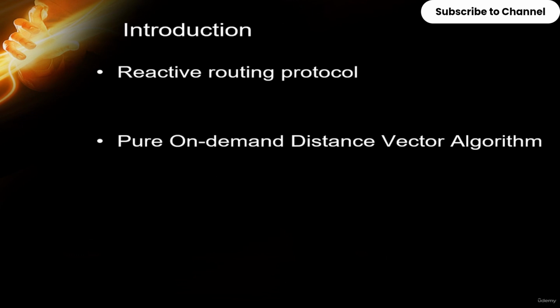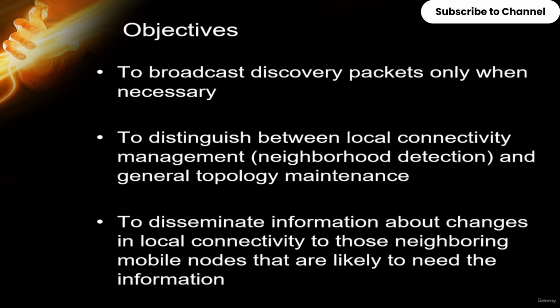So the main purpose of ad hoc routing algorithms is based on various objectives. Here we have highlighted three objectives. The node does not have to discover or maintain a route to another node until the two nodes need to communicate. Why? Because it is on demand. So whenever it needs any connection, only at that time can it establish the connection.